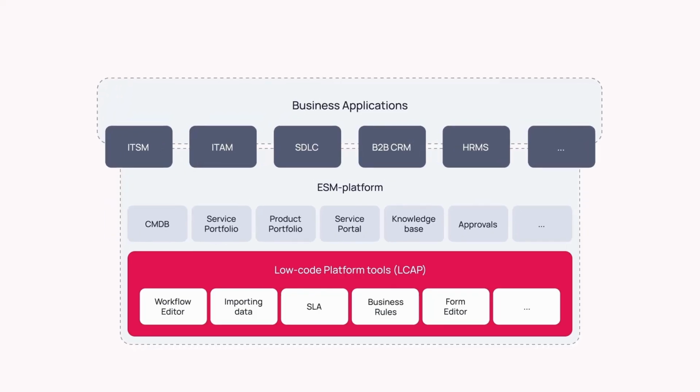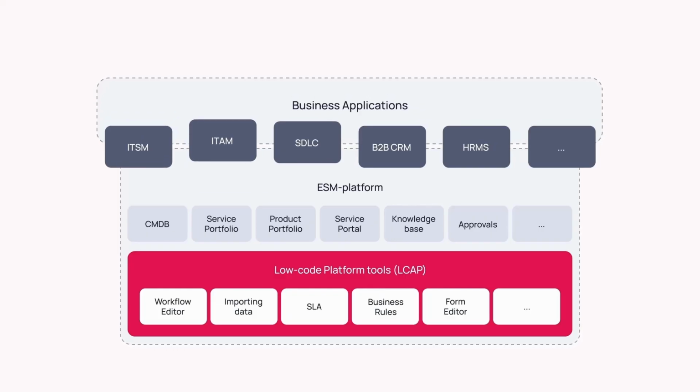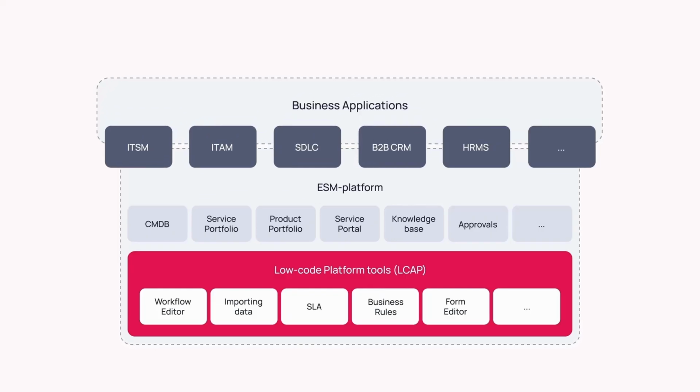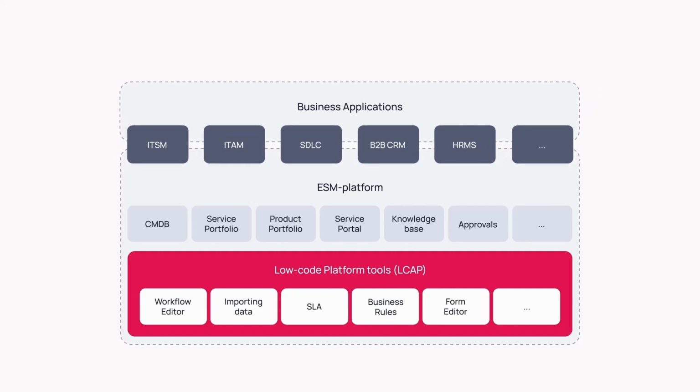The top layer contains the products SimpleOne offers as a vendor: ITSM, ITAM, SDLC, B2B CRM, and others. These business applications use the tools offered by the ESM platform. Thus, the different products are seamlessly integrated with each other. In this video, we will take a look at the ITSM product. It is a system for automating IT processes according to the best practices of service management.